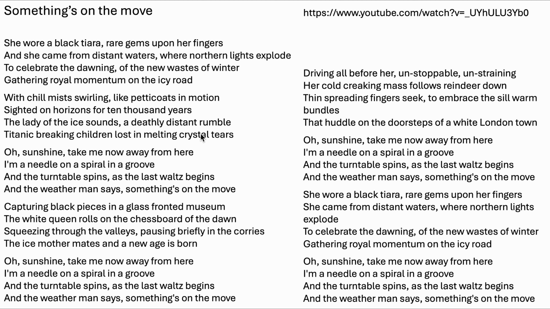Back in the 70s, there was a band, Jethro Tull. They started in 62 and they're still active today, just put another album out. They wrote a song about climate change, and this is one of the songs about climate change called Something's on the Move.